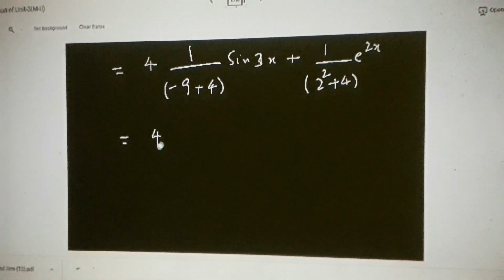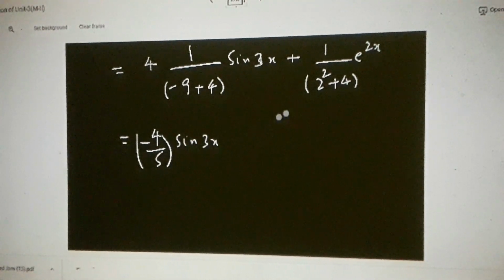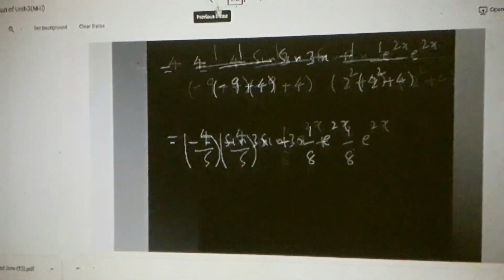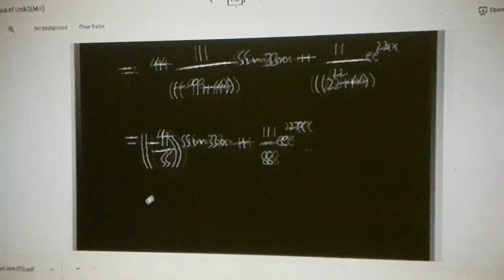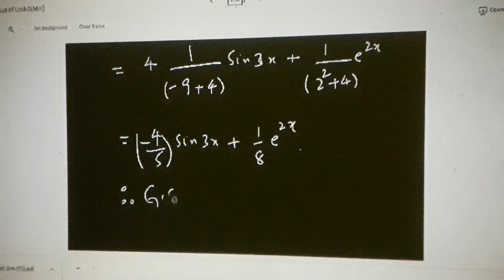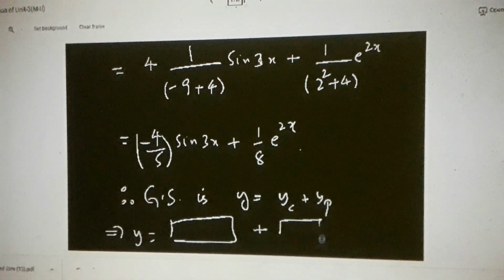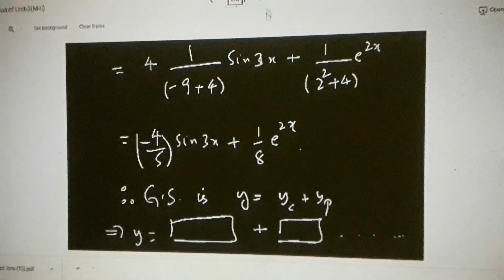So that is 4 into, this will become minus 5, so minus 4 by 5 sin 3x. This will become 8, so it is 1 by 8 e to the power of 2x. This is nothing but the particular integral yp. Therefore the general solution is y is equal to yc plus yp. You need to write that yc value here and then that yp value, where c1 and c2 are arbitrary constants.